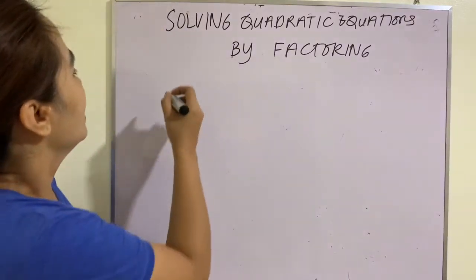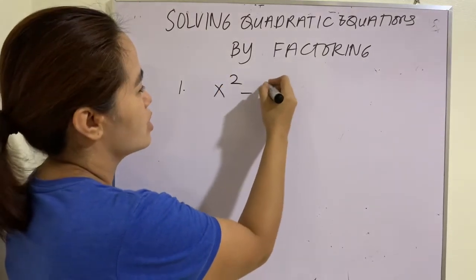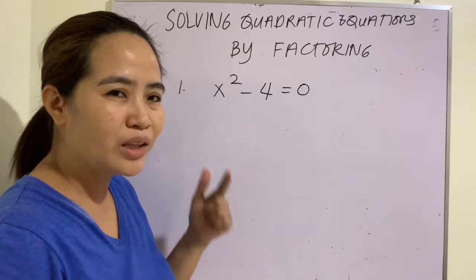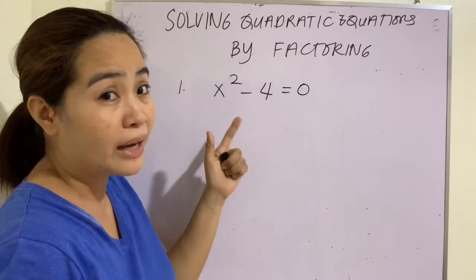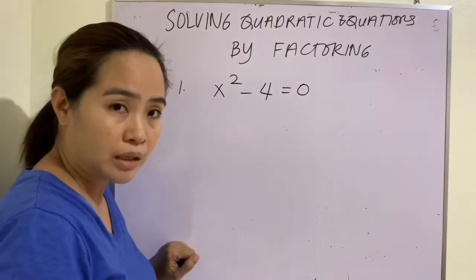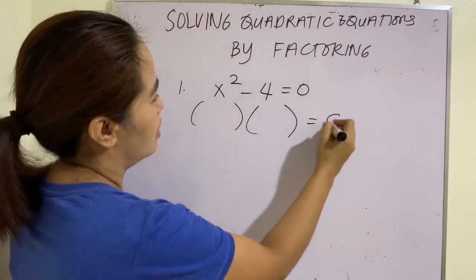Okay, let's give examples. Suppose you have x squared minus 4 equals 0. Of course, you know this already. You can also use extracting roots in solving for x here. But in this case, it is said that we will be using factoring. So how? You can factor it using DTS, difference of two squares.